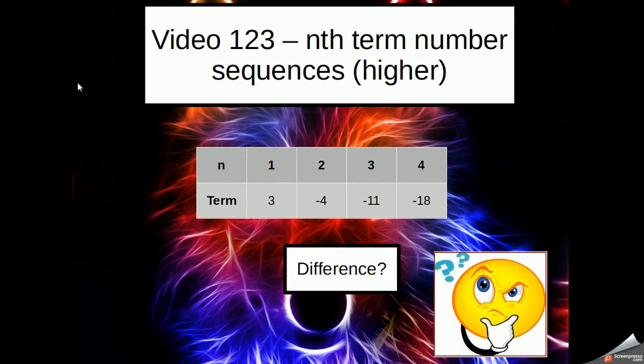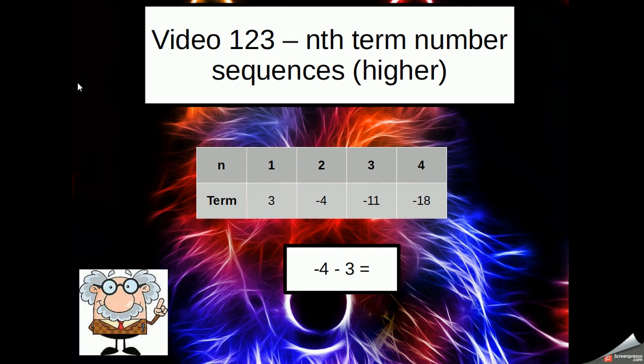Let's have a look at another example then. This time we've got 3, minus 4, minus 11 and minus 18, and the same principles are going to apply. First of all, we need to look for the difference. So in this case, I'm going to look for the difference between the two.